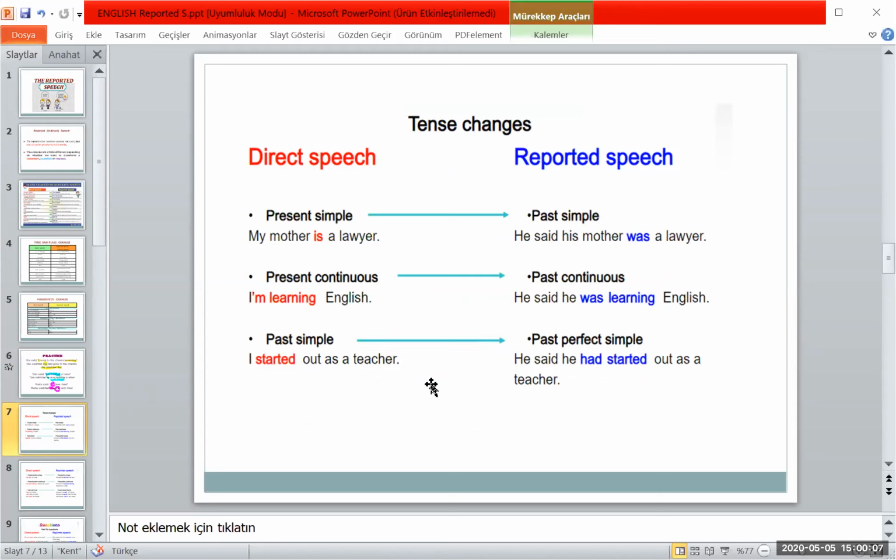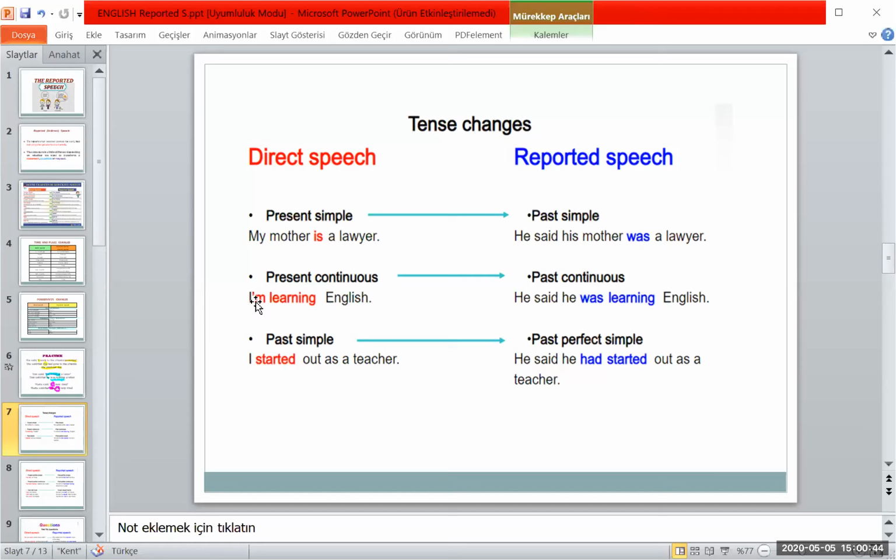Let's have a deep look into some other sentences. "My mother is a lawyer," which is a direct speech sentence. In reported speech, in indirect speech, it will be changed into past simple this way. He said that his mother was a lawyer, because we are talking about this boy's mother. This is changed into was. Present simple in direct speech is changed into past simple in reported speech.